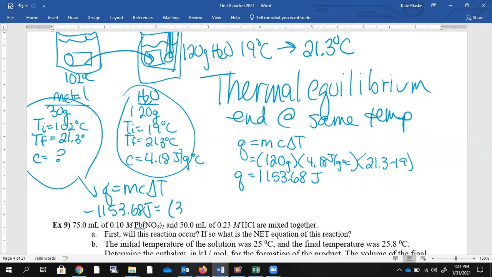I know the mass of my metal was 30 grams. I don't know C, that's what I'm trying to find. My change in temperature now is 21.3 minus 102. So make sure that that is always final minus initial, not necessarily biggest minus smallest. So my temperature change is negative 80.7 degrees. So to solve for C, that's going to take care of my negative sign now.